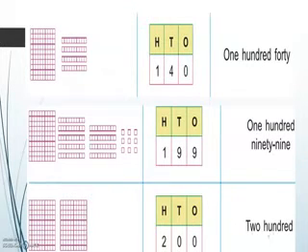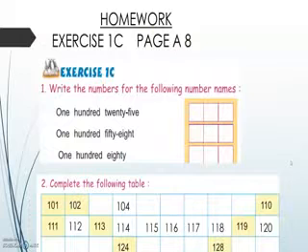200. The spelling you have to write and learn. Okay. Next. This is exercise 1C in the textbook. Write the numbers for the following number names. Here number names are written. We have to find the number. Which is that number? Okay.